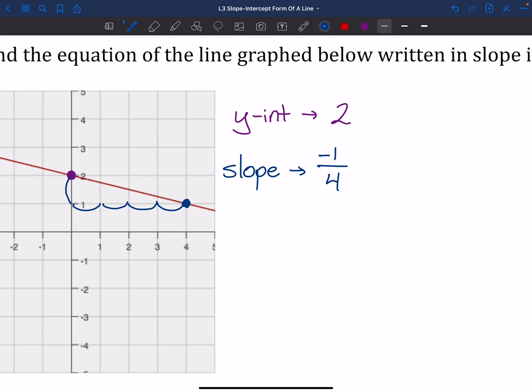All right, so my Y-intercept is 2. My slope is -1/4. And then all I got to do is throw it together, right? So it's Y equals mx plus b. All right, so Y equals -1/4 x plus 2. That's how we would describe this line that we got on the graph there.